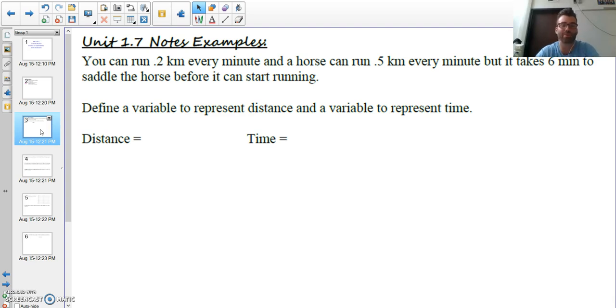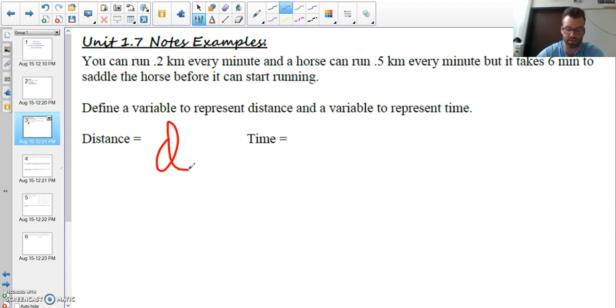Okay, you can run 0.2 kilometers every minute, and a horse can run 0.5 kilometers every minute, but it takes 6 minutes to saddle the horse before it can start running. So I'm going to define a variable to represent distance and a variable to represent time. Now, which two variables you use are completely up to you. You can use d for distance, t for time. You can use x and y, whichever you prefer. I'm going to use d for distance, and then I'll throw t.